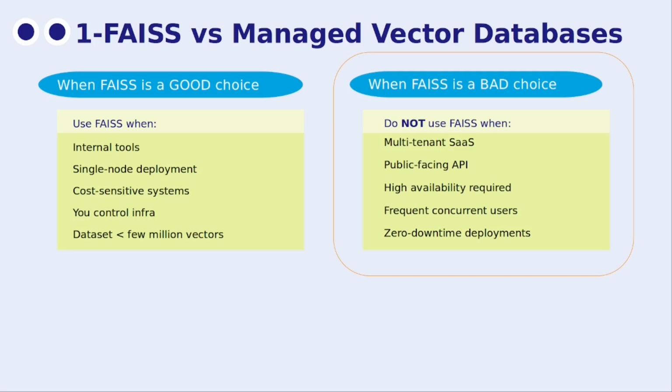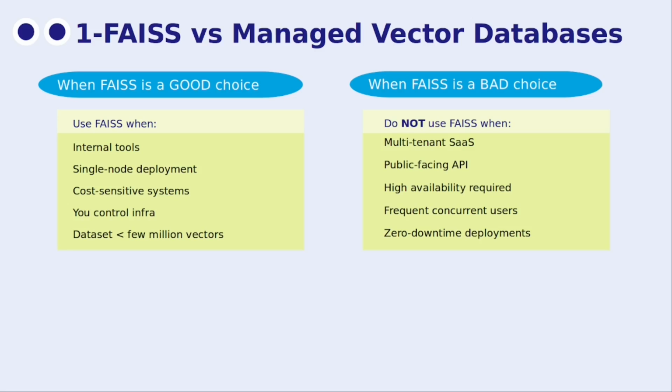When FAISS is a bad choice. Now let's see when not to use FAISS. Multi-tenant SaaS, public-facing API, high availability required, many concurrent users, zero downtime deployment. Example: a customer-facing chatbot with 10,000 users. FAISS is the wrong tool here.